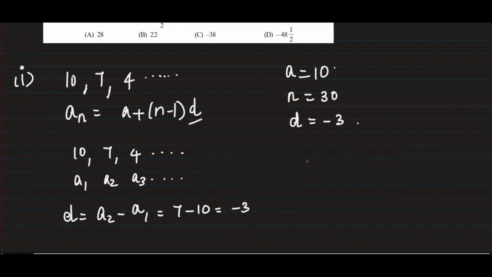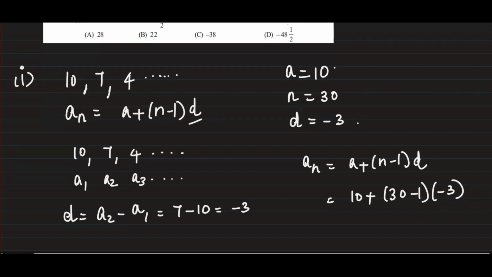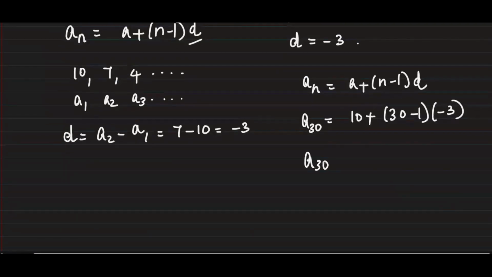Now let us find An. So An is equal to a plus (n minus 1) into d. The a value is equal to 10, the n value is 30, so 30 minus 1. The d value, we have got as negative 3. Now we should find A30, that is, the value of the 30th term. So A30 is equal to 10 plus (30 minus 1), which will become 29, so 29 into minus 3.